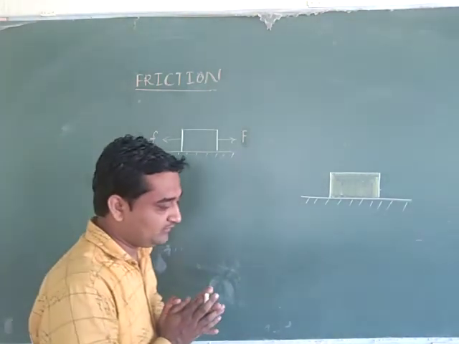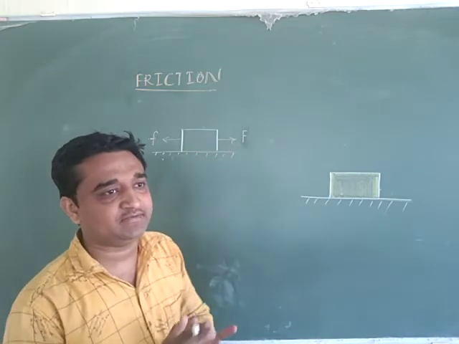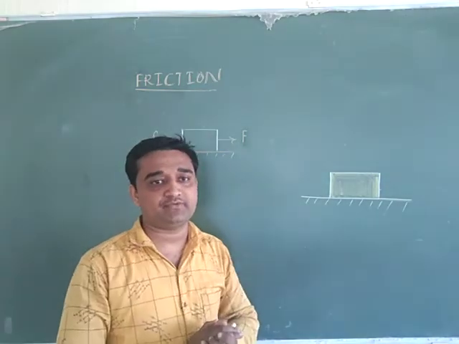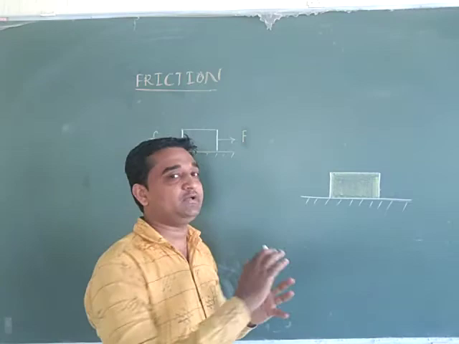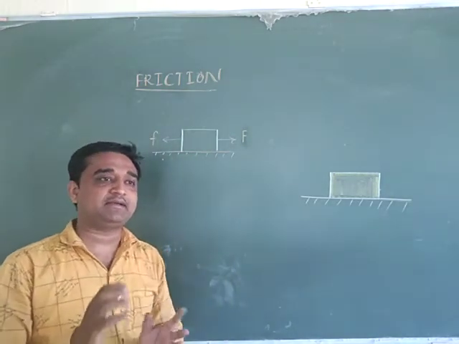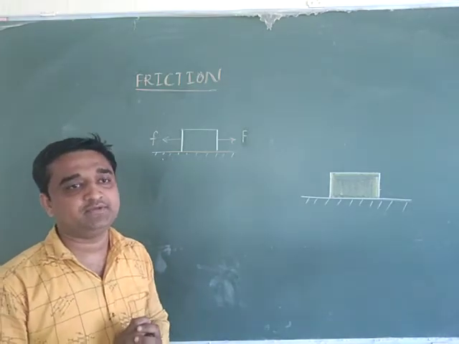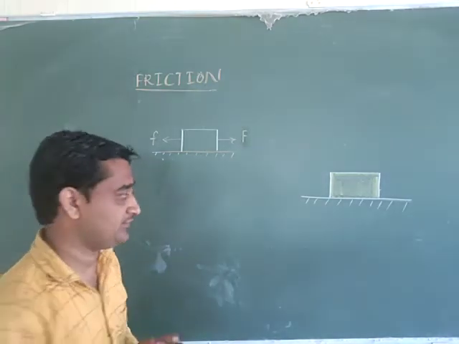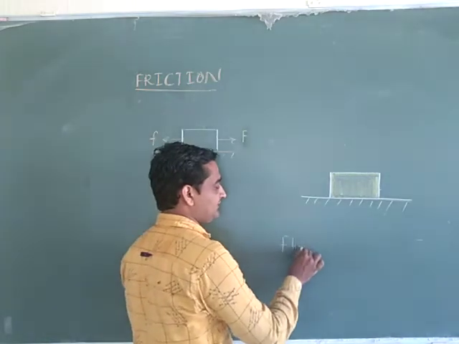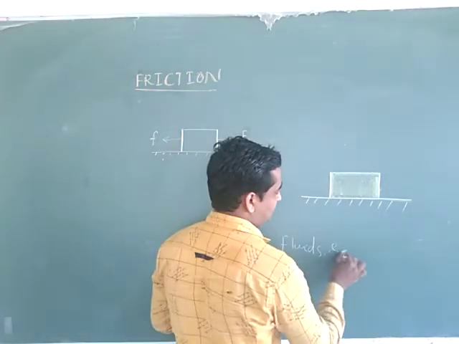When we get friction, you may get friction between two solid surfaces or between solids and fluids. Fluids are nothing but what? The gases and liquids together are called fluids, right? So you have friction between fluids and solids.